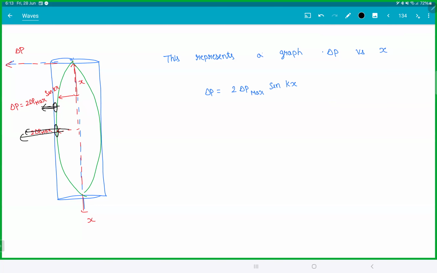Now, suppose I'm filling this with butane gas and I put fire, then what will happen? I should see small fire here, big fire here, big fire here, big fire here, and small fire here. You will see the fire like this now.